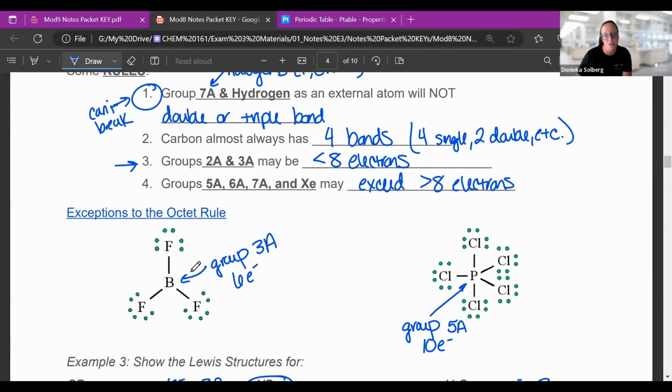And actually, this is a pretty stable structure. On the other side of it, I said things in group 5, 6, and 7, and xenon, could potentially have greater than an octet. So when I had my formula, it's PCl5. I put P in the middle. I put my chlorines on the outside.